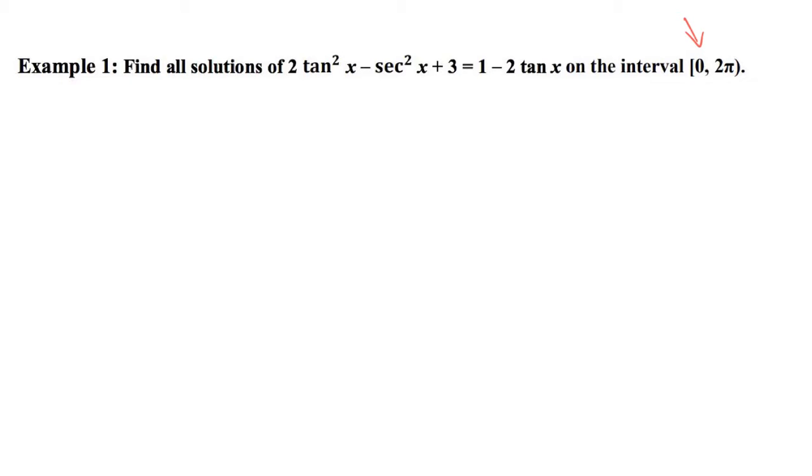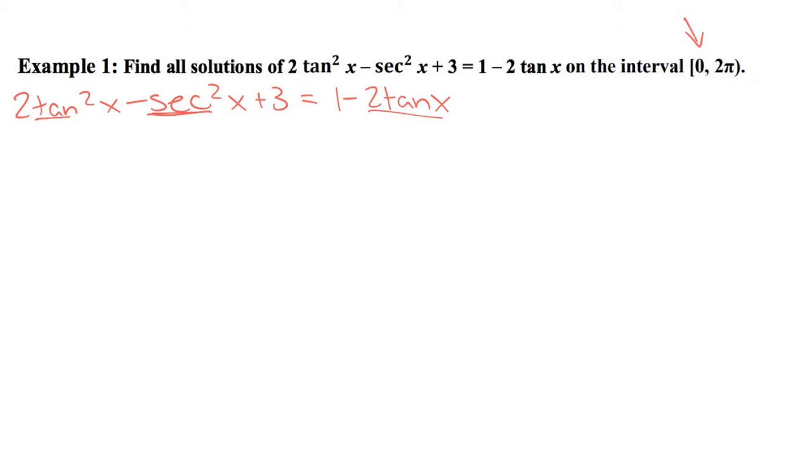We are looking at the interval between 0 and 2 pi, which means only one rotation around. So I've got 2 tangent squared x minus secant squared x plus 3 equals 1 minus tan x. Now, I have a tangent and a secant, so I need to go ahead and change that secant squared into something with tangent. So go ahead, look at your identity sheet, see what you can change it to.